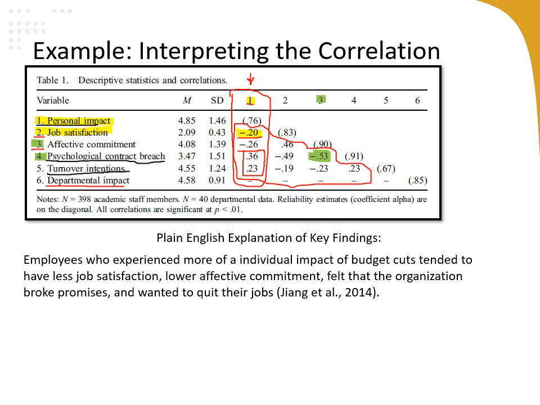So here that is spelled out for you, right? Employees who experienced more of an individual impact of budget cuts, right? We're looking at number 1 and our first hypothesis, tend to have less job satisfaction, negative, lower affective commitment, negative correlation, but had more perceived psychological contract breach, right, or felt that the organization was breaking promises, and had higher turnover intentions, they wanted to quit their jobs. And again, always cite. Cite, cite, cite.